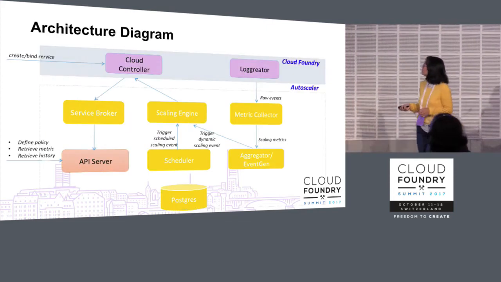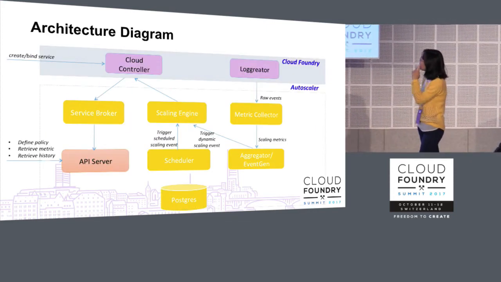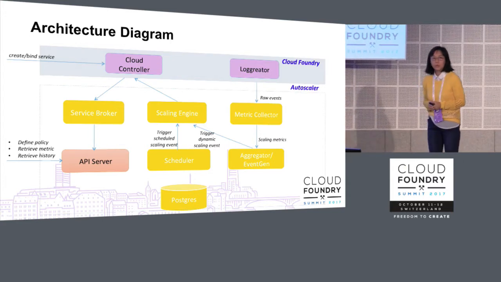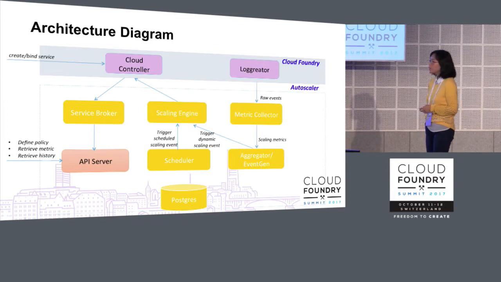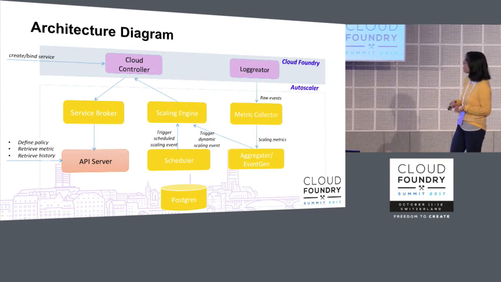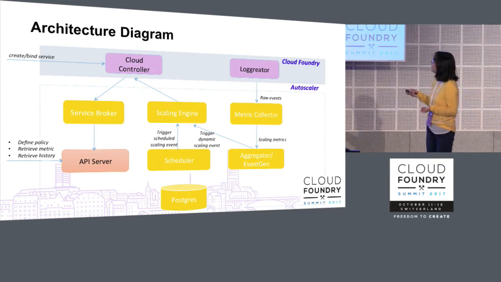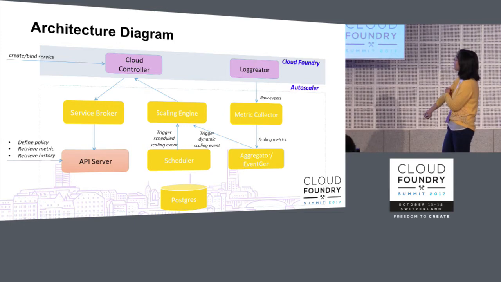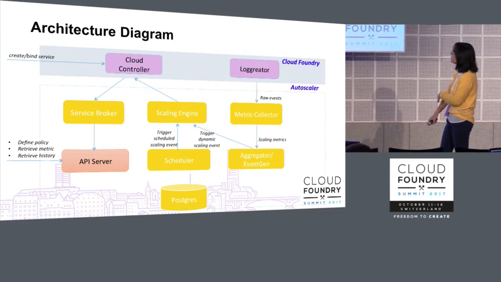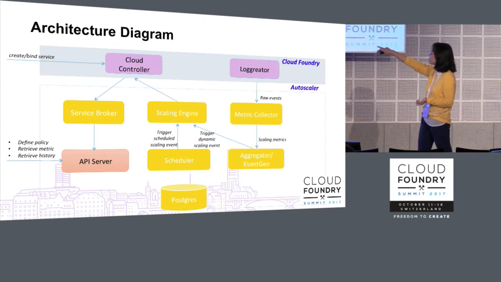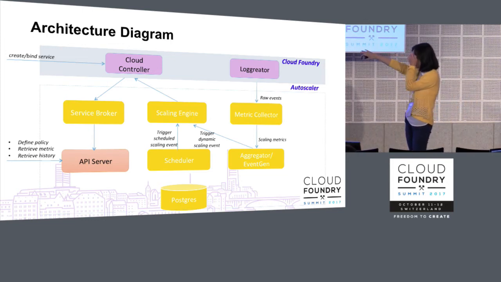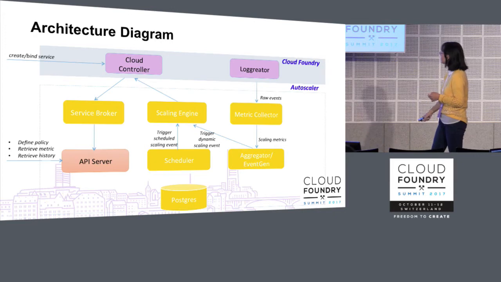Next, I want to go through the rough architecture diagram of OpenAutoScaler. We have two entries for the end user. The first entry is to create and bind the service from the CLI through the service broker API, and another is using the API server to do the policy, metric, and history operations.